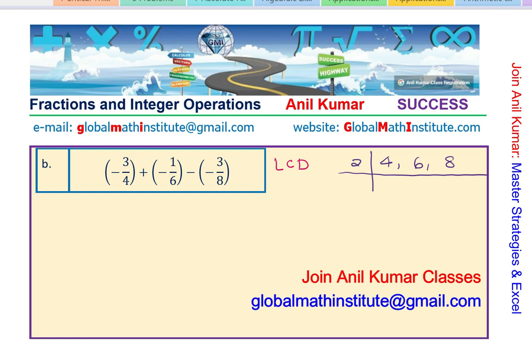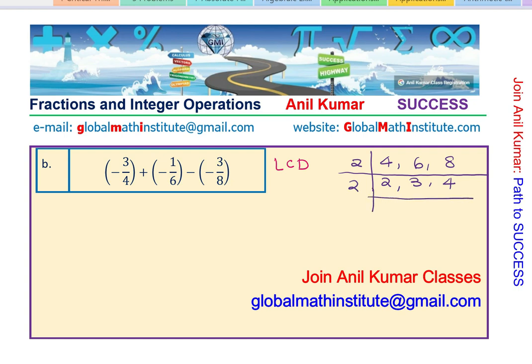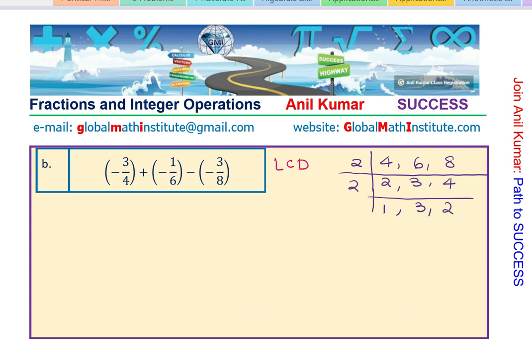2 is common with all, so dividing by 2, we get 2, 3, and 4. Further, we have 2 as a common factor between 2 and 4, so we can further divide. 3 cannot be divided, so I'm writing it as such. So LCD, the lowest common denominator, should be 2 times 2 times 3 times 2, which is 24, right? So lowest common denominator is 24.